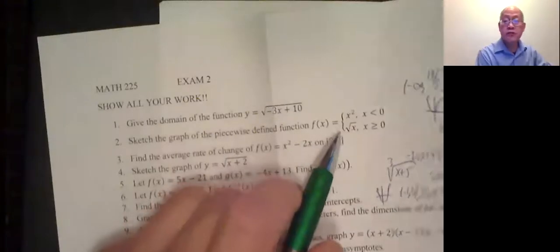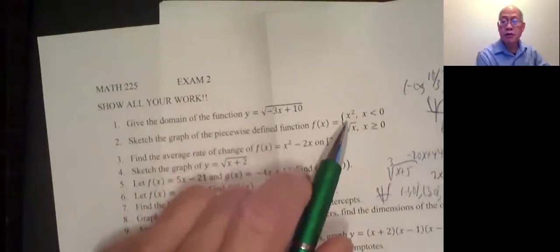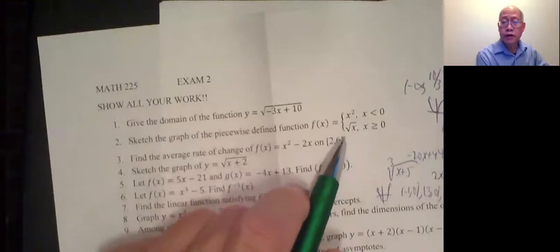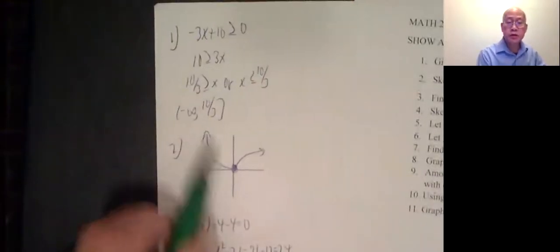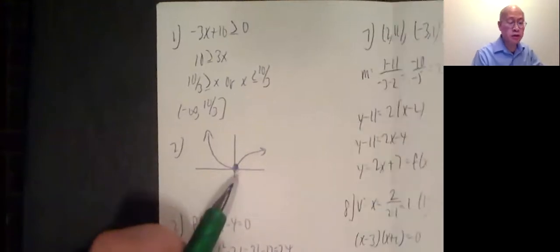Number 2, piecewise defined function. x squared is a parabola. Square root of x is a square root function. They both pass through the origin. So x squared looks like this. The square root function looks like this. So this is what it looks like piecewise.